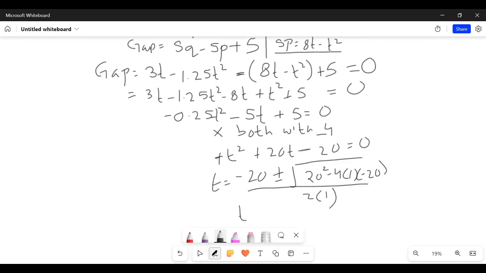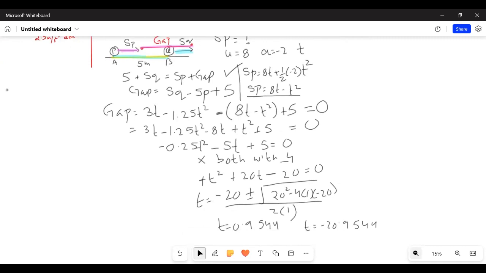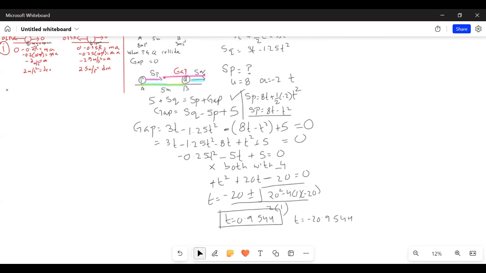Which gives these two answers. एक आंसर आ रहा है 0.954, ठीक है. और दूसरा है नेगेटिव 20.954, ठीक है. So time negative तो हो नहीं सकता. So only use this. So when the particles are about to collide, that is when the gap is equal to 0. So time is this. अब पूछा क्या था इस क्वेश्चन में?